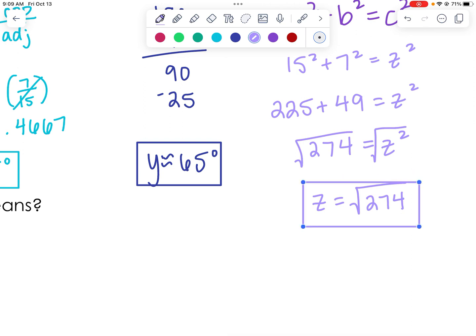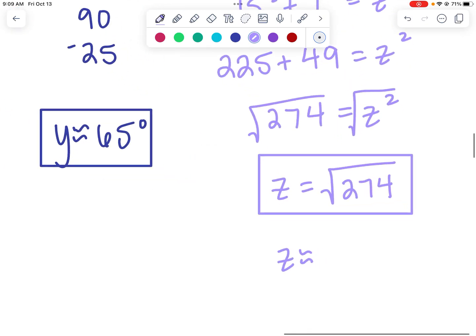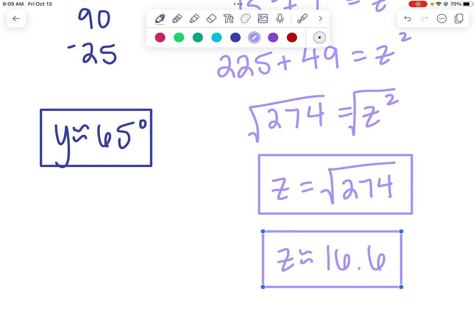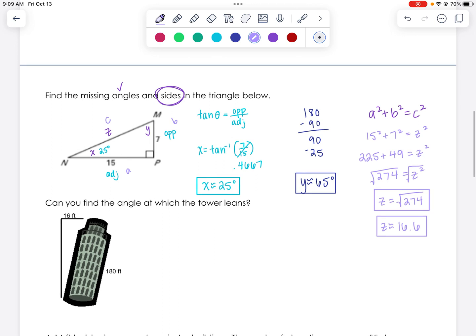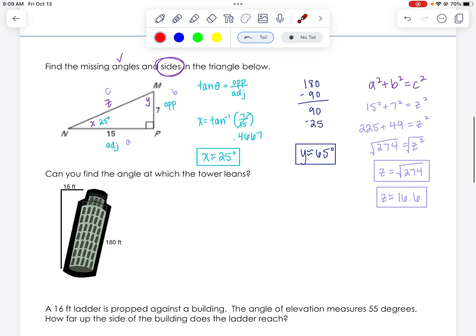Now, if it said round to the nearest tenth, then I would go to the calculator and type in the square root of 274, and cut that off after one decimal, and that would be 16.6. Either answer would work, or you could simplify it, and that answer would also be correct because it didn't necessarily say. But remember that the default for angles is to the nearest whole number. So let's take a look at another one.